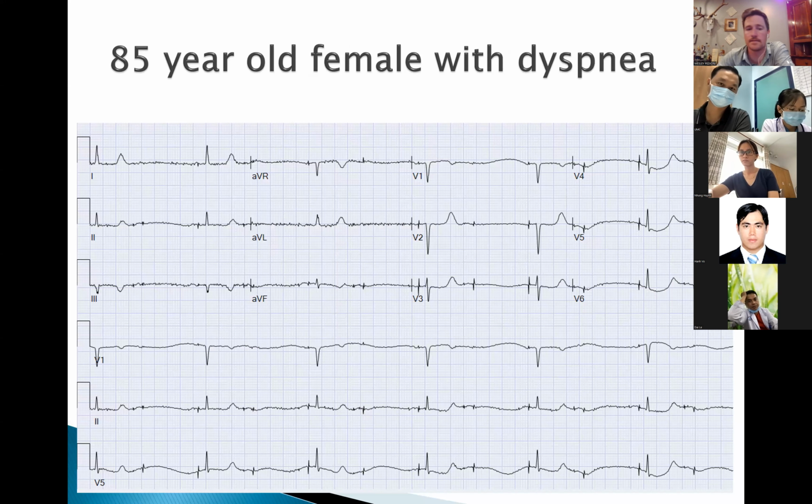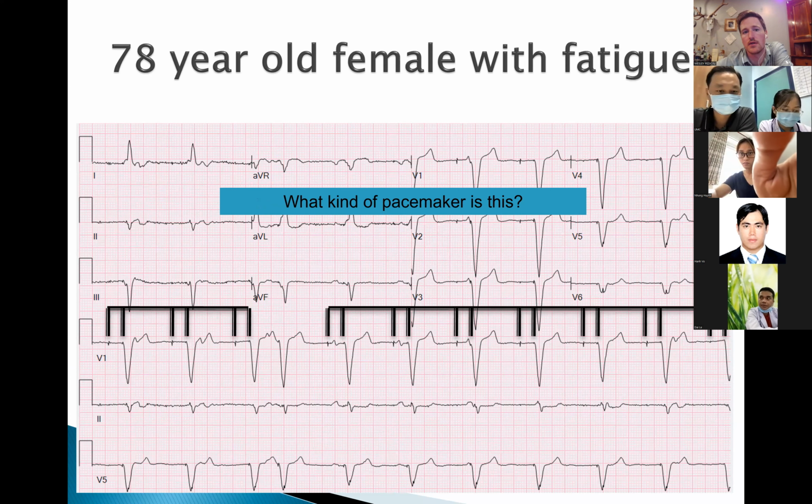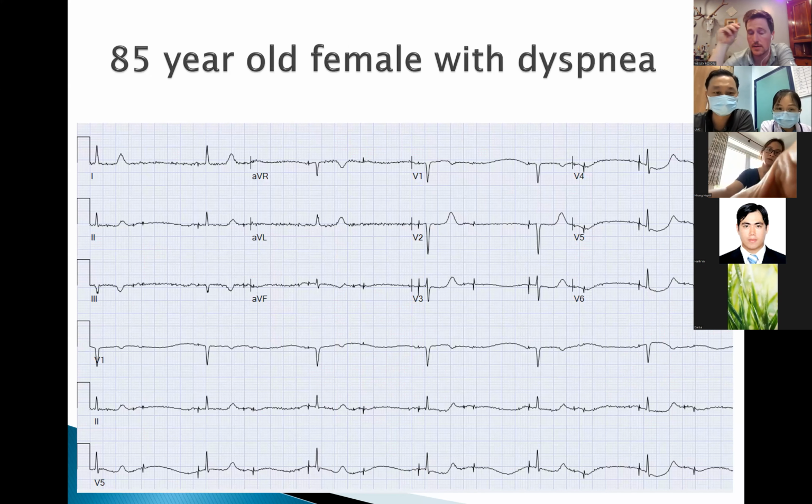This is case three. So again, we go through all our questions. So our questions are, what's the pacing rate? What's being paced? Any problems with sensing, any problems with capture, and any failure to pace when the pacer should be pacing? Those are the questions we want to ask ourselves with this patient. So what is being paced and what's our rate?